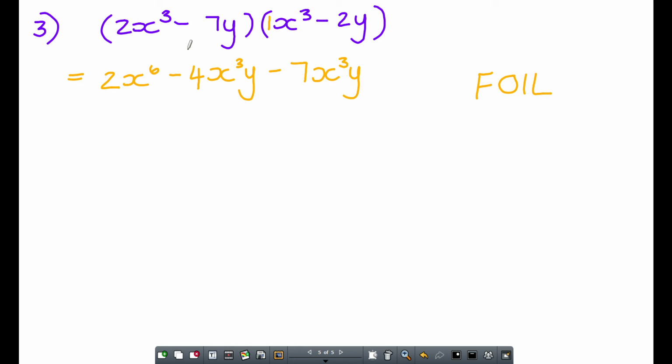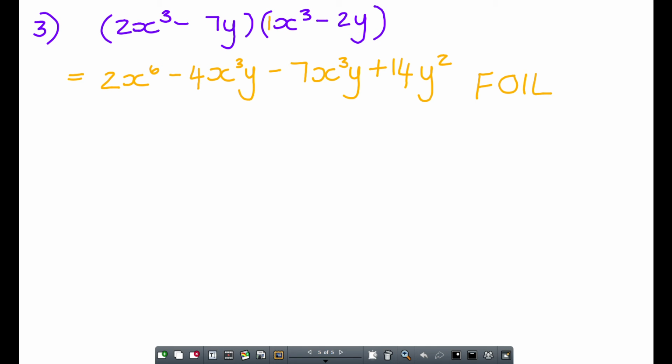So I'm going to multiply that minus 7y with minus 2y. Okay, now coefficients first. Minus 7 times minus 2. Use your calculator. Positive 14. Good. And y times y? Y to the power of 2. I love it. Good. Okay, now can we simplify anything?